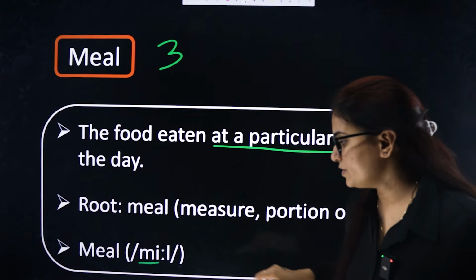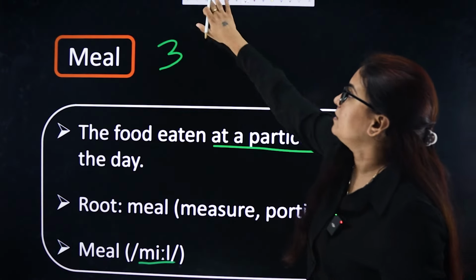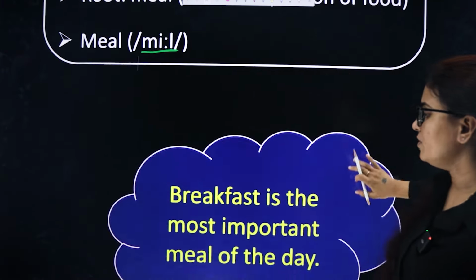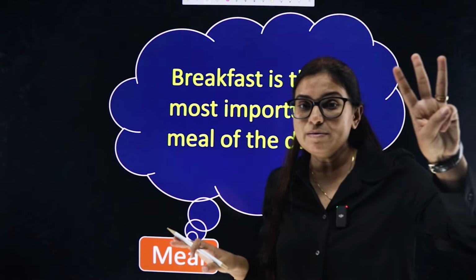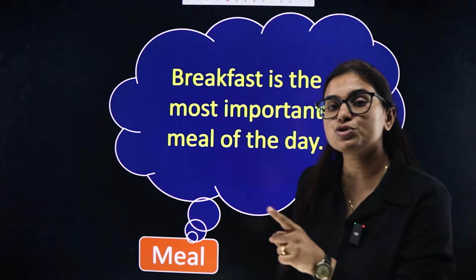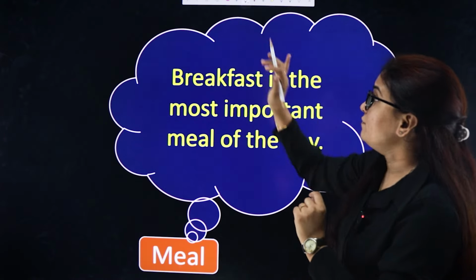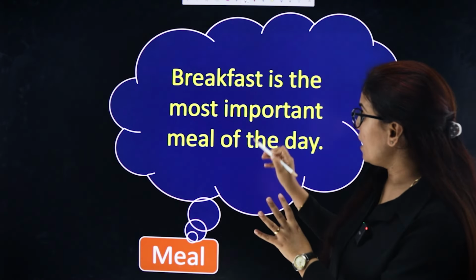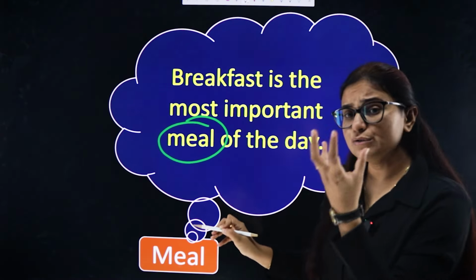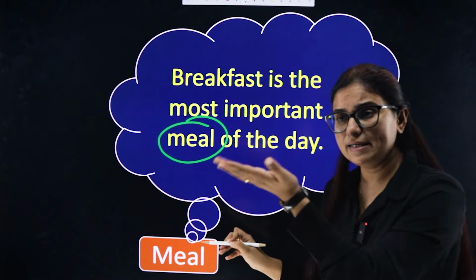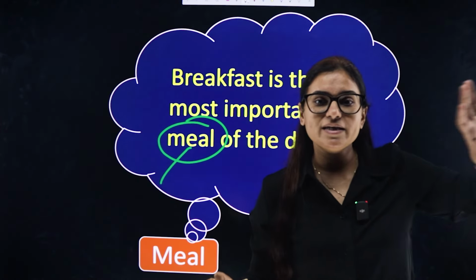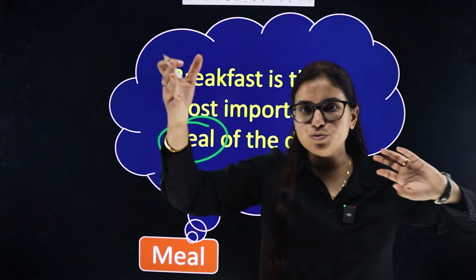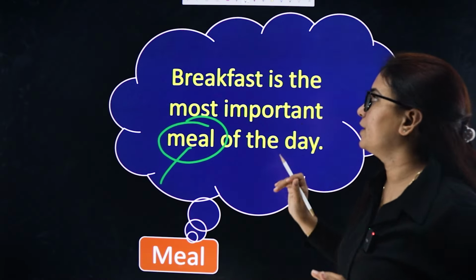The pronunciation is this, meal, and let's understand with the help of the example. Breakfast is the most important meal of the day. Out of 3 meals, breakfast is the most important. You have to understand that meals are the food or the items that you eat at a particular time of the day. So breakfast is a morning meal, afternoon meal is lunch, and then you have dinner.